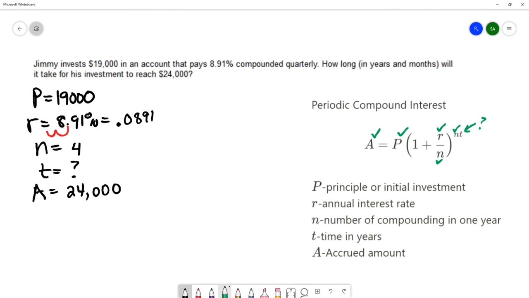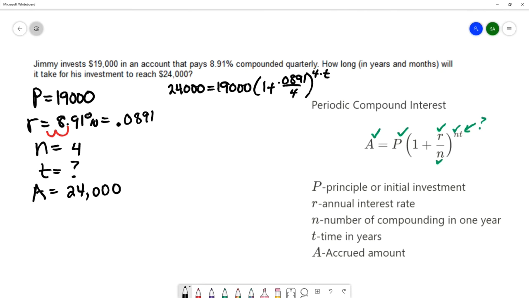So let's substitute the values in, and that would give the equation 24,000 equals 19,000 times 1. I'm going to write this again and give myself just a little bit more space. Okay, so we have 24,000 equals 19,000 times 1 plus 0.0891 over 4, to the 4 times t.